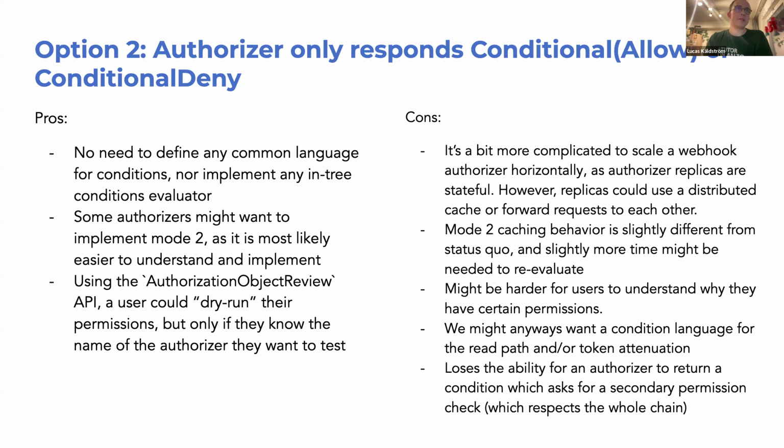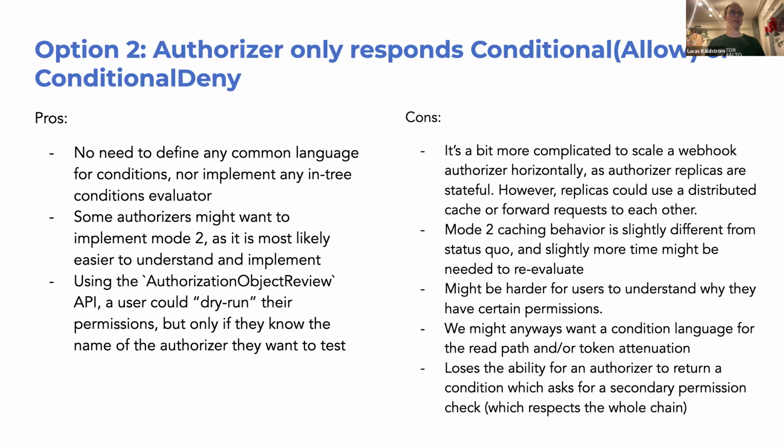Pros for this, of course, we don't need to define any common language. Basically option 2 here is a subset of option 1. We can always define more things in the future, of course, but we wouldn't need to do it now, which is fine by me. Then some authorizers are free to implement this: the first mode is, I don't have all the information, give me more information. And then in the second phase, when you have the information, you just evaluate directly.